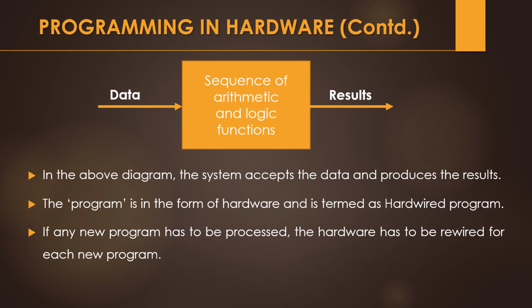If any other new operation, for example multiplication, has to be processed, then the hardware which is designed for the addition operation has to be rewired for the multiplication to take place. So, whenever any new program has to be processed, the hardware has to be rewired for each new program. The program is in the form of hardware and is termed a hardwired program.